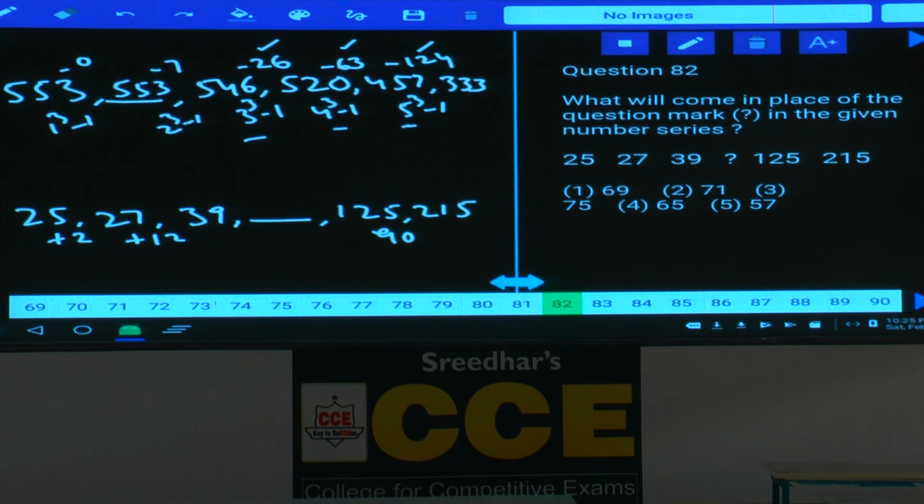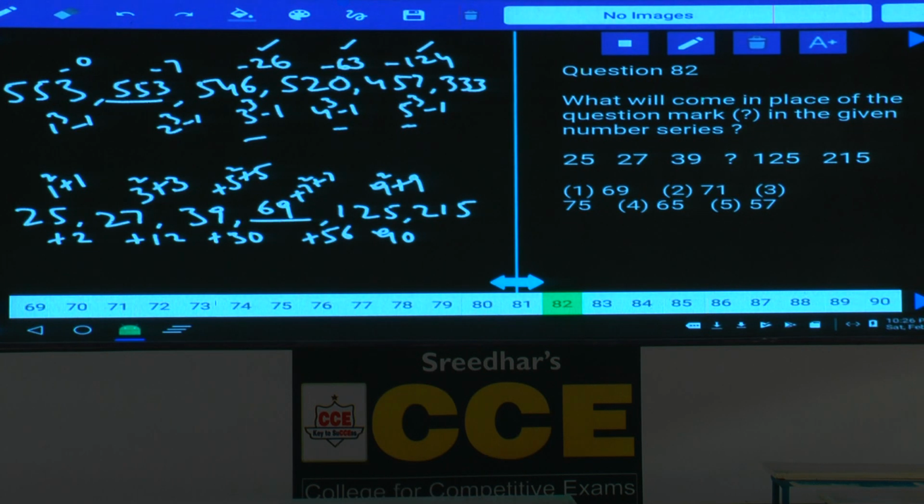Then how can you express these numbers here? Now this 90 can be written as 9 square plus 9, 81 plus 9 is 90. Now this 2 can be written as 1 square plus 1, 12 can be written as 3 square plus 3. 1 square plus 1, 3 square plus 3, odd numbers, next one must be 5 square plus 5, next one is 7 square plus 7. Now what is 5 square plus 5? 30, and 39 plus 30 is how much? 69. If it is 69, then 69 and 125, tell me what is the difference here? 125 minus 69, 56. Now the difference between these two is 56.